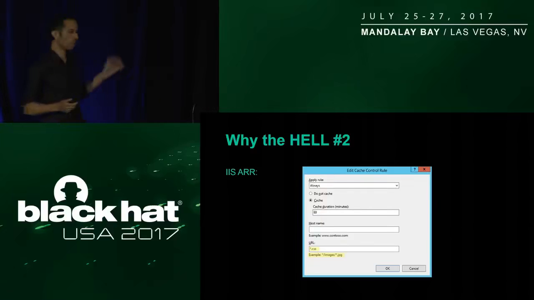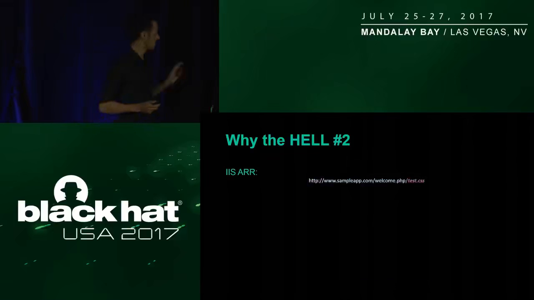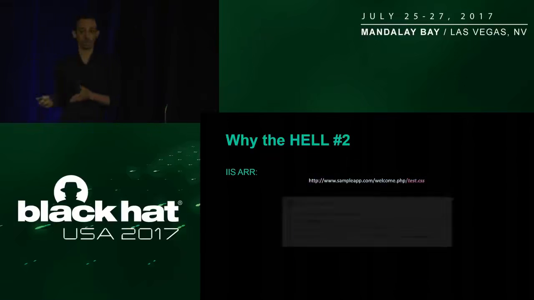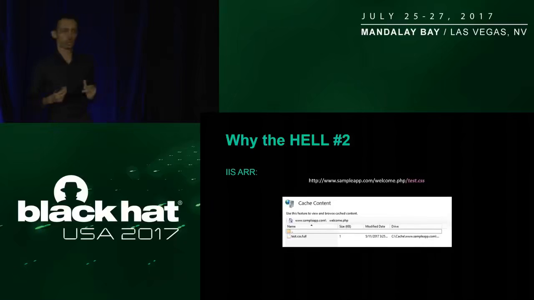So if we have this configuration for the IIS load balancer, IIS ARR, and we access this triggering URL, where welcome.php is an actual page in the application, and we add a name of a non-existent file afterwards, then if we have a look at the caching directory on IIS, we can see that there is a new directory just created named welcome.php. Inside it, there's a new cached file called test.css. But test.css doesn't really exist on the web application, right?